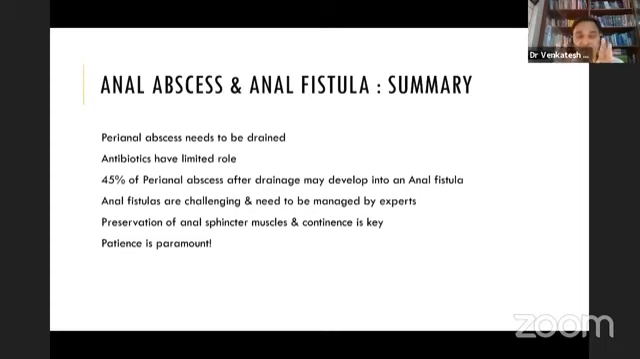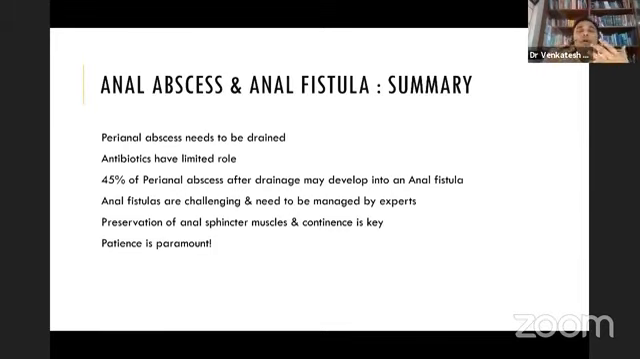A perianal abscess is very straightforward. You drain it. An anal fistula, if it's simple, you lay it open. If it's complex, you need an armamentarium of different treatment options to clear the problem. And as I said, 40% of the time, all these options may fail because you're trying to preserve the muscle and you're dealing with infection. So it may need 1 or 2 sittings to clear the problem.